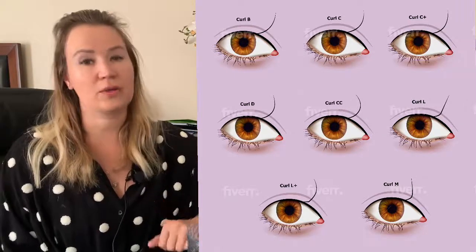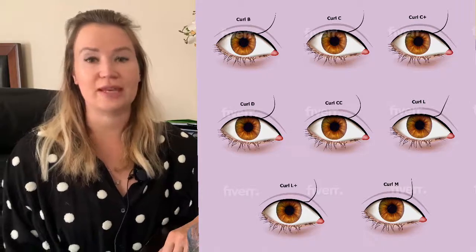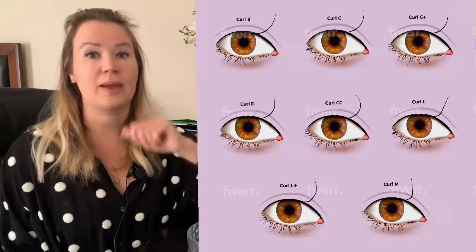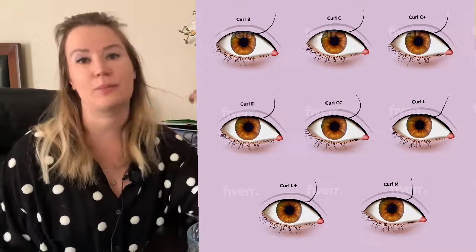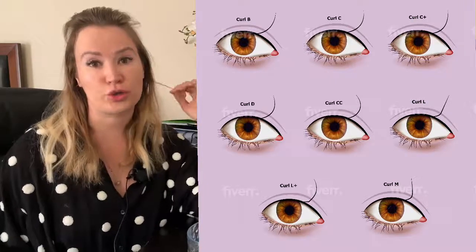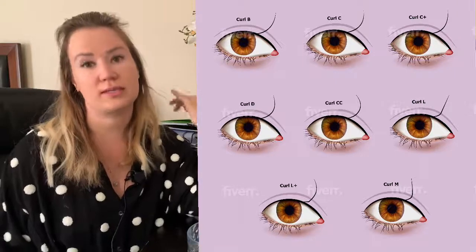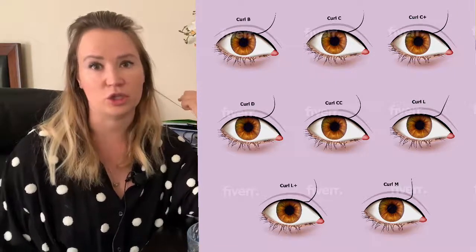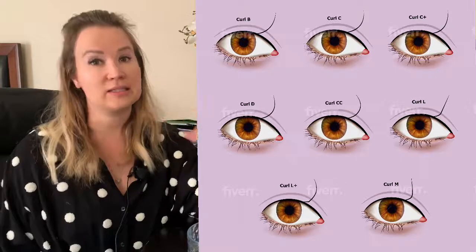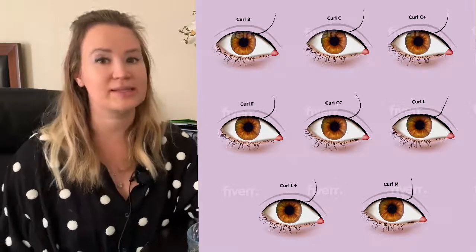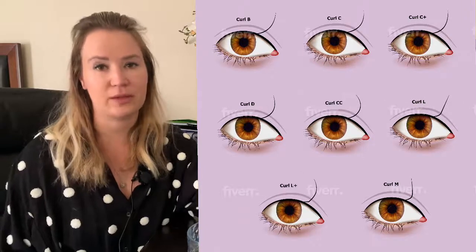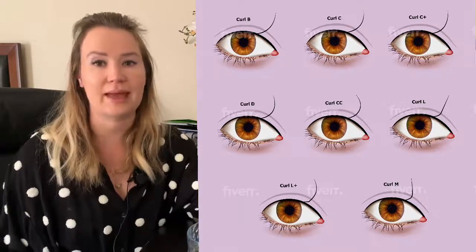Another possible area you could use this curl for is for the inner corners, and for the, well, not the baby lashes, but the shorter lashes, so that it doesn't break the lashes. Since they're shorter in the inner corners, you can use this J curl, and it would look good. So that's the J curl. Not my personal favorite one, but there is a place and time that this curl can be used.